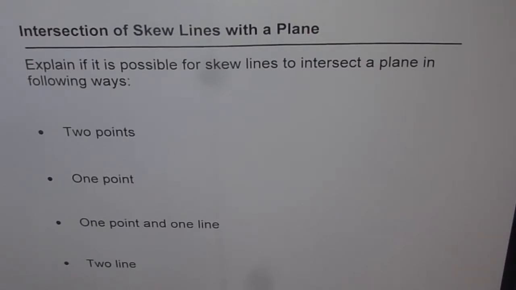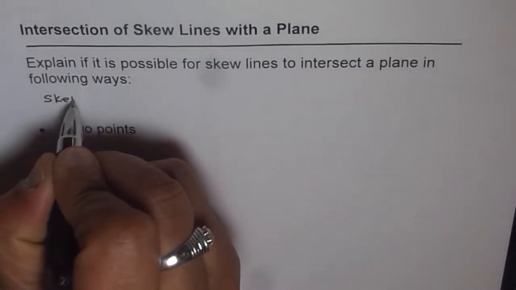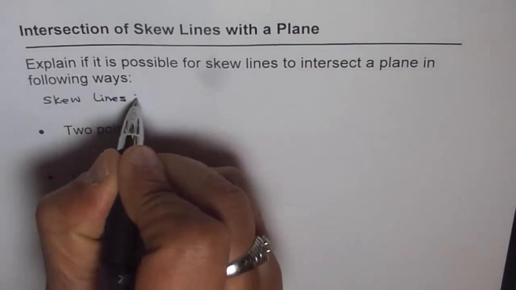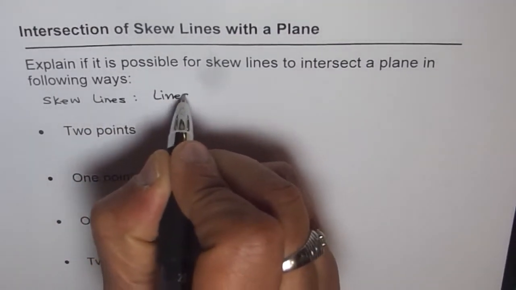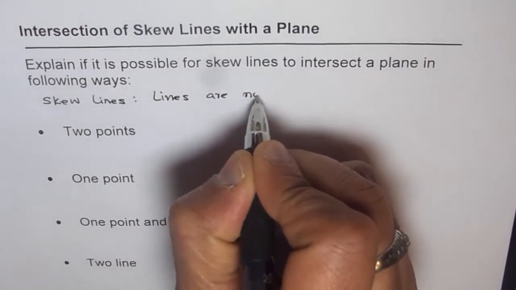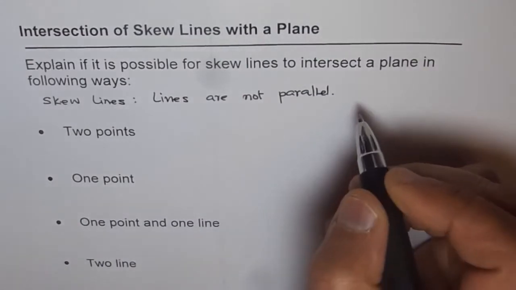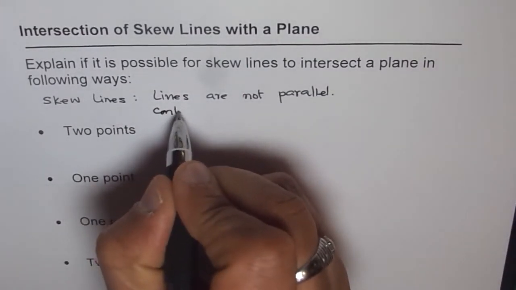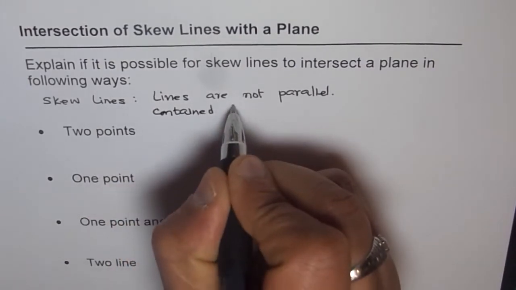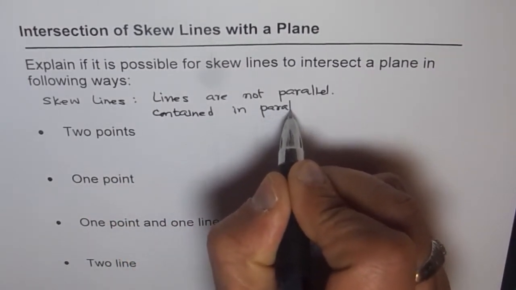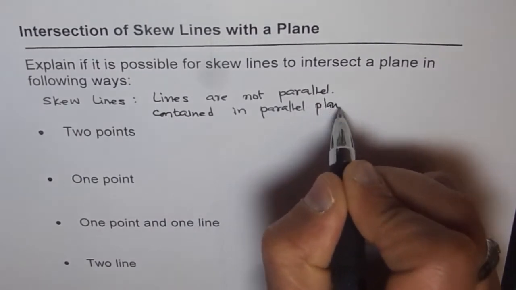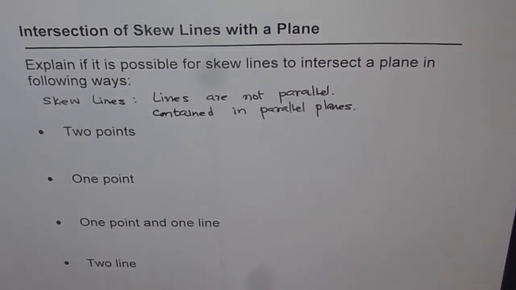Now here are my suggestions. When we are considering skew lines, we know two things about skew lines. What are, after all, skew lines? Let's first write on that. So when we say skew lines, what do we mean? Skew lines means lines are not parallel, right? Not parallel. This is the first thing. And second, they are contained in parallel planes. So these are the two things which we know about skew lines.